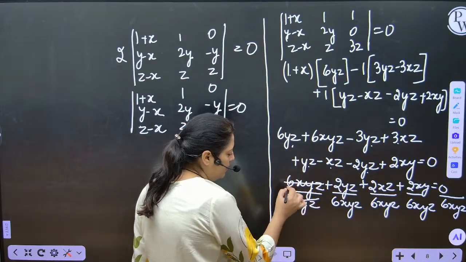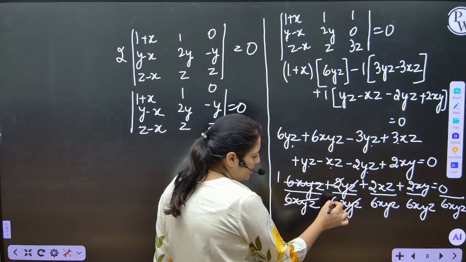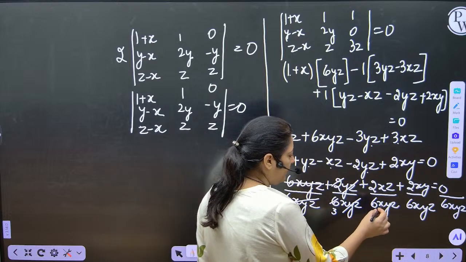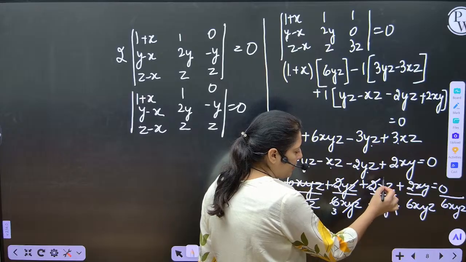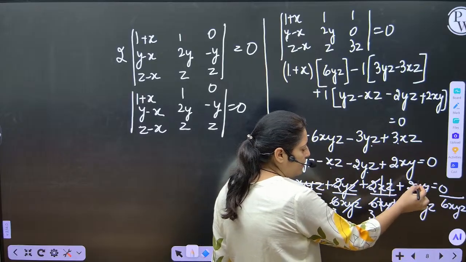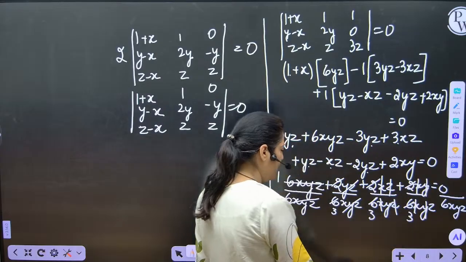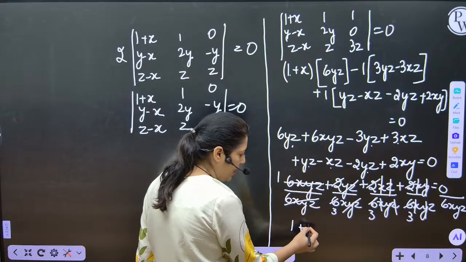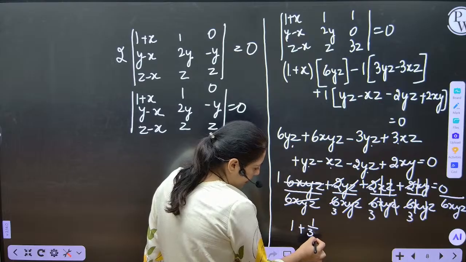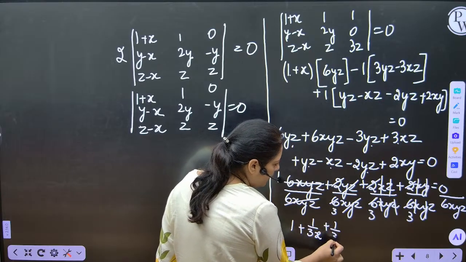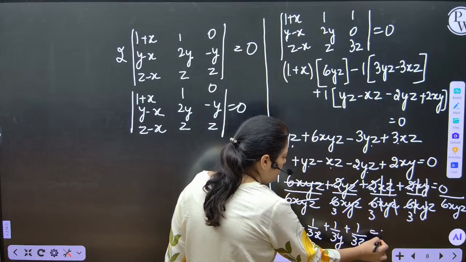So this will become 1. In this term yz cancels, and it will become 1 by 3. This will also become 3, and x and z get cancelled, only y is left. x and y are cancelled, 2 and this are cancelled, 3 is left. So what is left I am writing: 1 upon 3x plus 1 upon 3y plus 1 upon 3z equals 0.